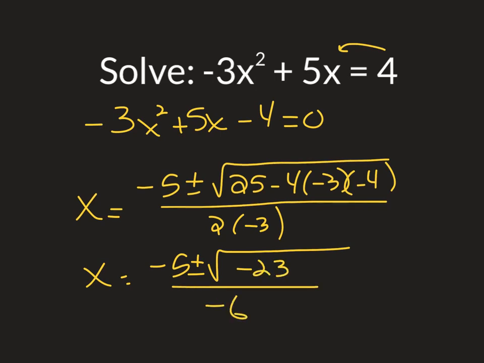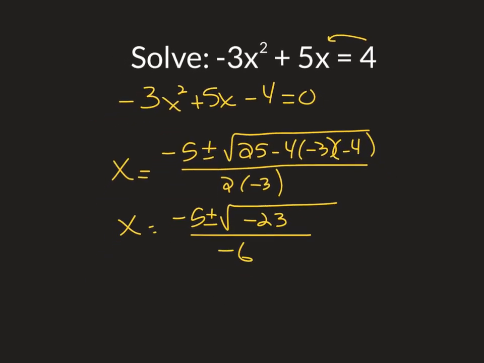And I would be done, except you're not allowed to leave a negative inside a radical ever. You know what to do by now when you have a negative inside. You must pull an i out of there. So my final answer is going to be negative 5 plus or minus i root 23 over negative 6.